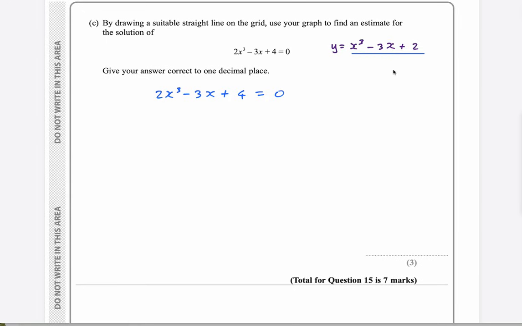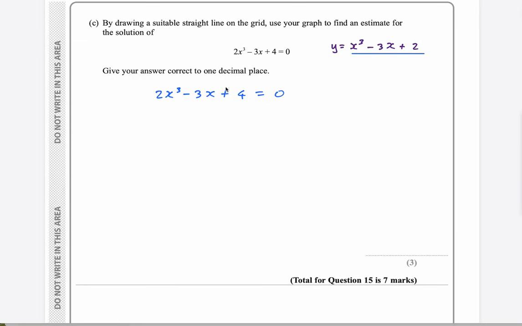Now, how do I do it? Well, the first step is I'm going to divide both sides by 2. Why did I choose that? Well, this guy has a 2x cubed, he has a 1x cubed. This guy has a 4, this guy has a 2. So if I divide by 2, those will be the same. I'm going to have a bit of a problem here, but I'll show you how to deal with that in a second. So the first step is to divide by 2.